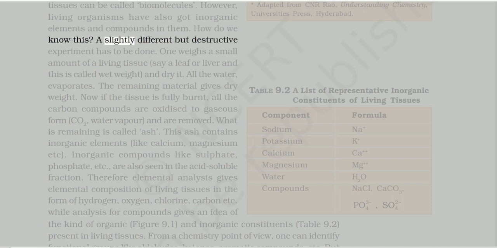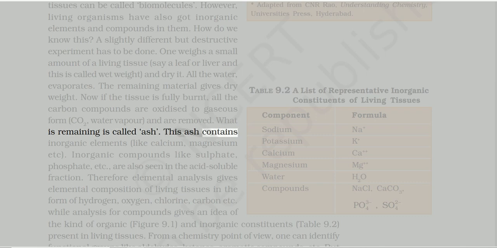A slightly different but destructive experiment has to be done. One weighs a small amount of a living tissue, say a leaf or liver, and this is called wet weight, and dries it. All the water evaporates. The remaining material gives dry weight. Now if the tissue is fully burnt, all the carbon compounds are oxidized to gaseous form, go to water vapor, and are removed. What is remaining is called ash.